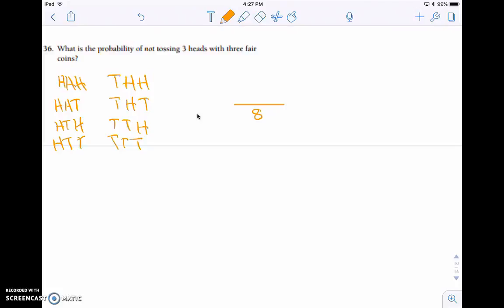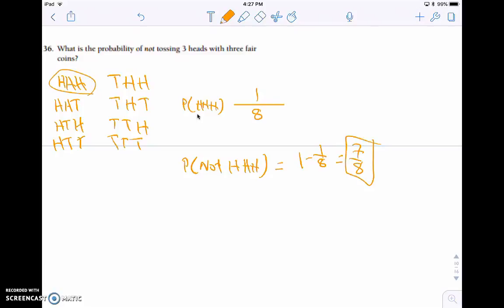And first let's look at what's the probability of getting 3 heads. Well, the only time you get 3 heads is this one time right here. So this is the probability of getting 3 heads. Heads, heads, heads. So the probability that it's not heads, heads, heads is going to be equal to 1 minus 1/8, which is 7/8. So you have a 7 out of 8 chance of not getting 3 heads when you toss 3 fair coins.